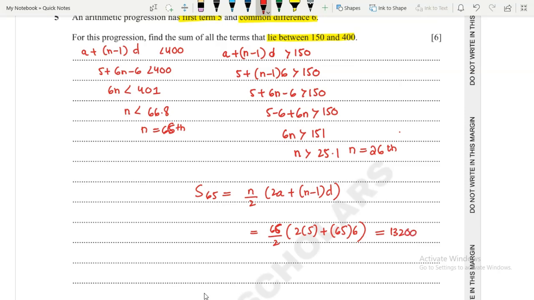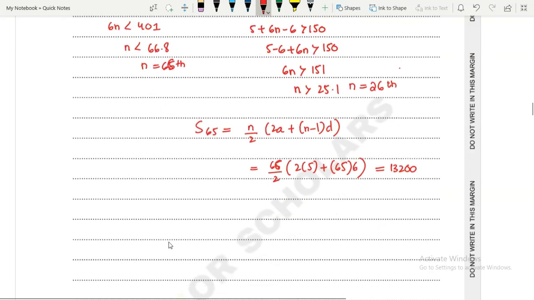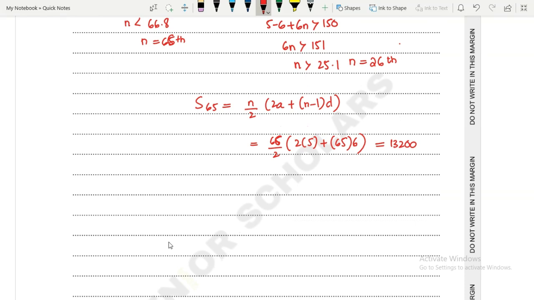13,200. Okay, then we have the sum of the 26 terms. 26 over 2 into 2 into 5 plus, not 60, it is 25 into 6. Let's work out this as well. So 26 over 2 is 13. 13 into 10 is 130, and 25 into 6 into 13 is 1950. So 1950 plus 130 is 2080.